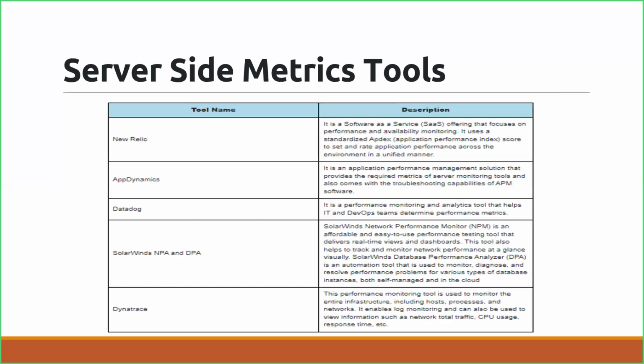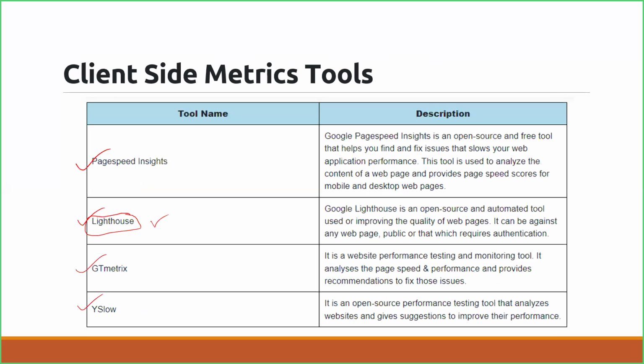So in order to measure these server side metrics, we are going to have multiple APM tools like New Relic, AppDynamics, Datadog, SolarWinds, and Dynatrace. As a part of this training session, I'll show you the Dynatrace part on a high level. So these are all the client side metrics and server side metrics that we need to keep in mind, and also we need to know which tools are going to be used in order to measure these metrics, guys.